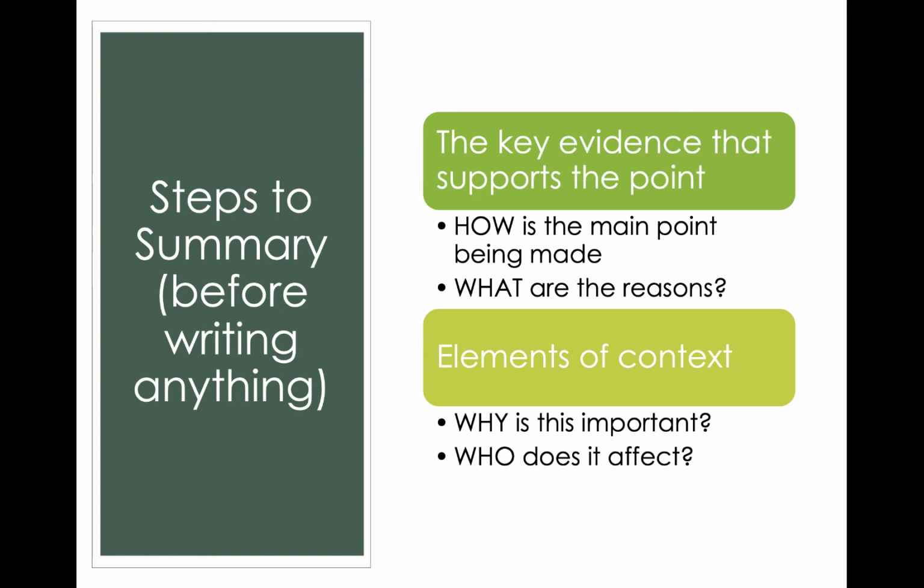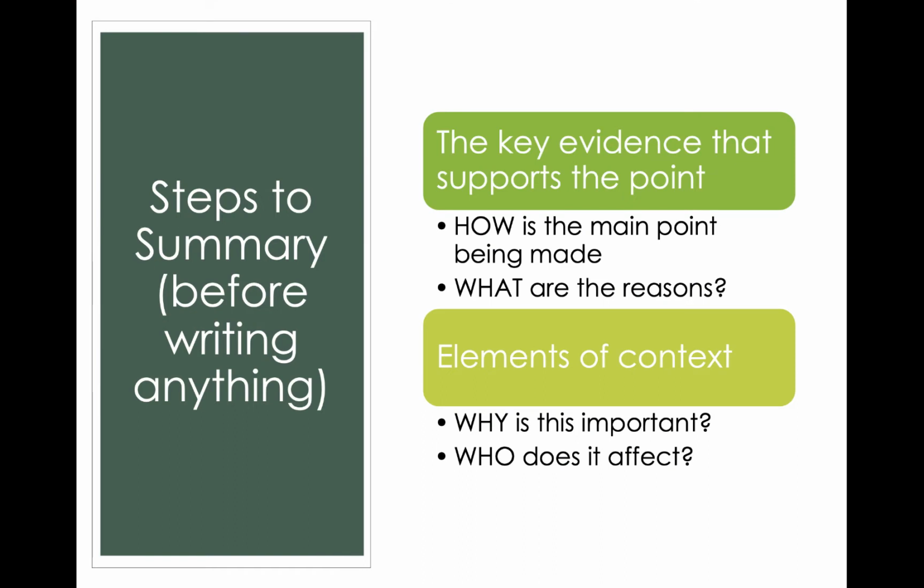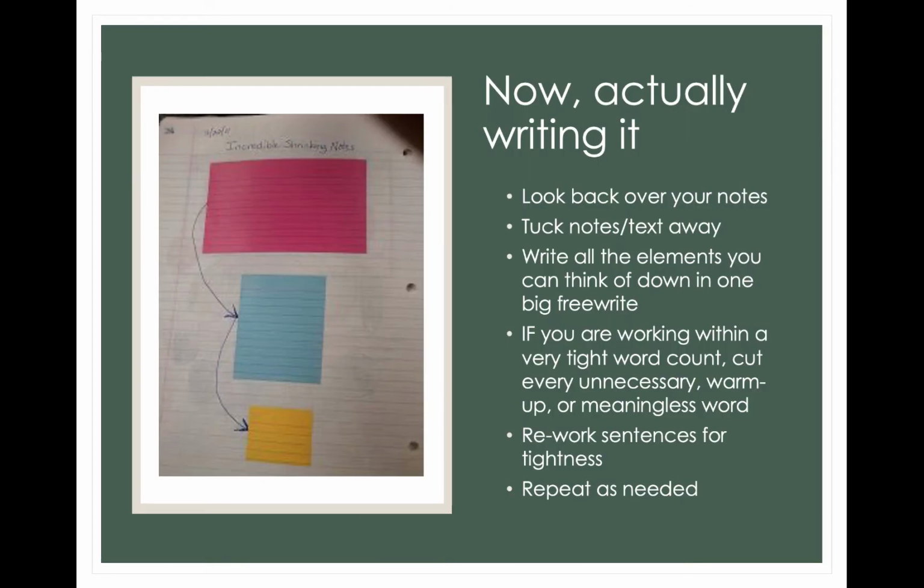It's also helpful to examine elements of context, such as why this might be important or who this argument or main point might affect. All of these steps, reading, annotating, identifying the main point, identifying the key evidence, identifying the context elements, you can do without writing the paper at all. These are like the act of summarizing. Then you get down to actually writing it.